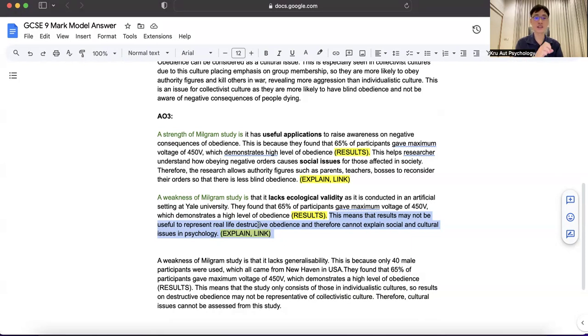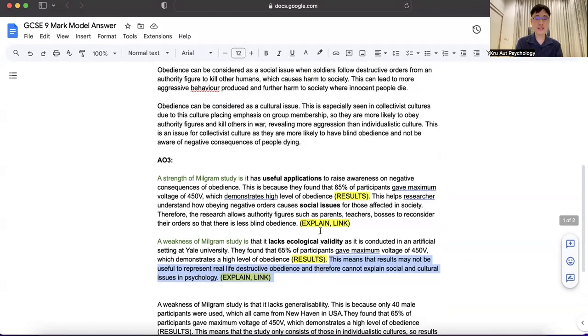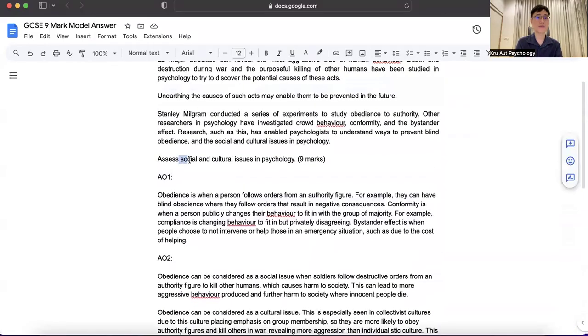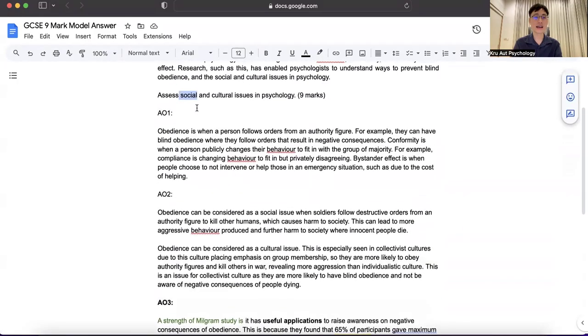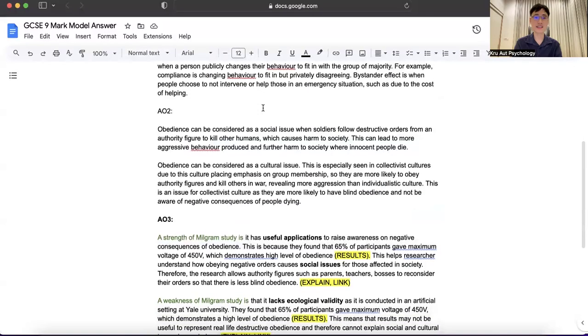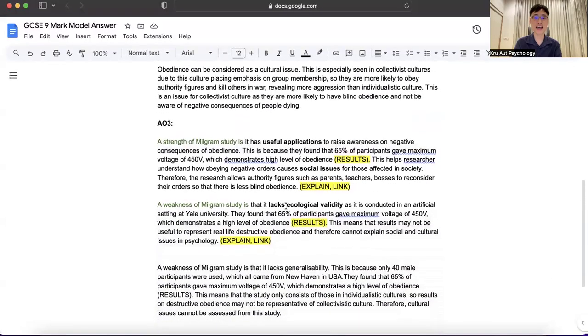So topics on obedience from this research, like destructive obedience, might not be useful or might not be able to explain social and cultural issue. If it's a strength, it will be able to explain that yes, that is social issue, that is cultural issue. If it's a weakness, it won't be able to explain. So it won't assess social issue, it won't assess cultural issue in psychology because there's something wrong in the research. It cannot represent real life. So in real life, it's going to be different to in Milgram.